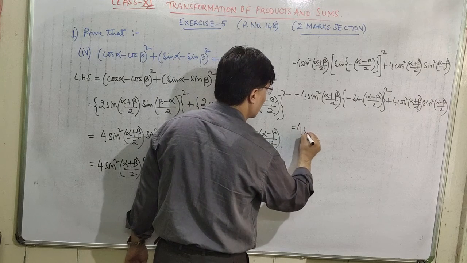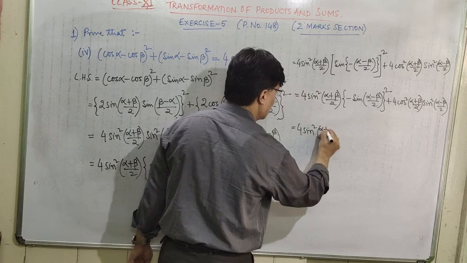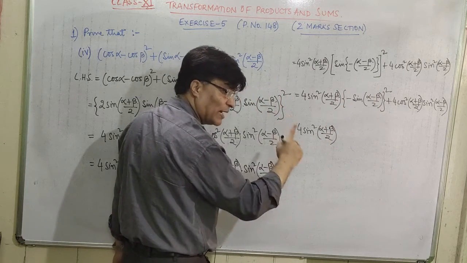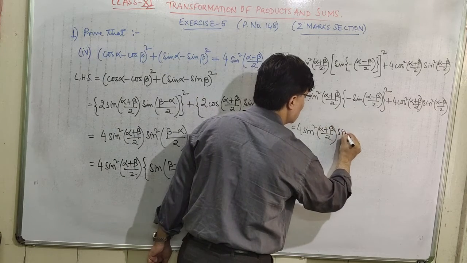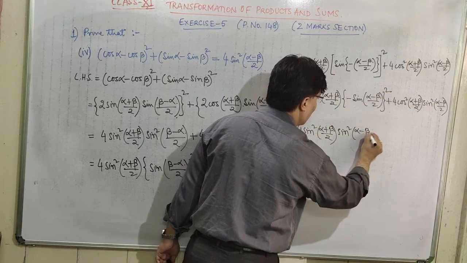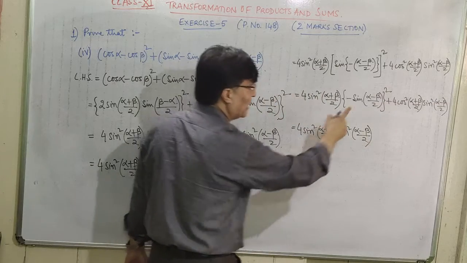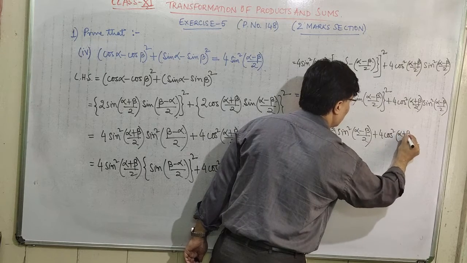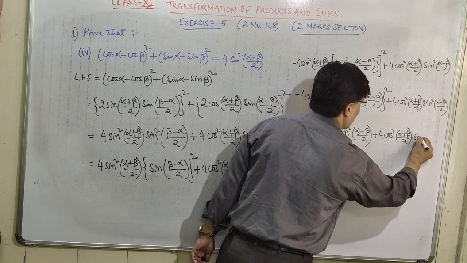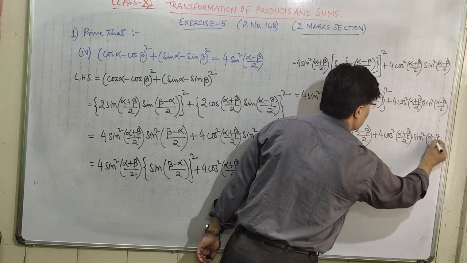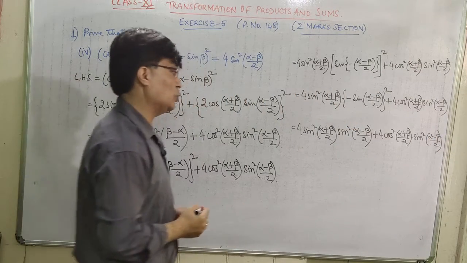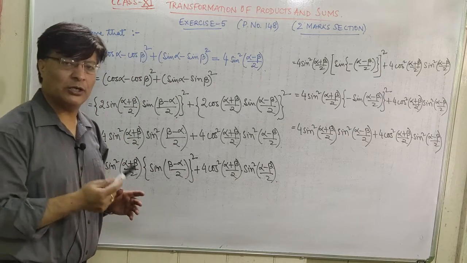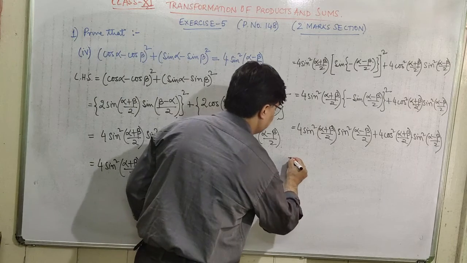So which is equal to 4 sine square alpha plus beta by 2, and you know that minus whole square is plus, isn't it? Minus whole square is always plus. So this is your sine square alpha minus beta by 2. Okay, plus, then the second term remains as it is, alpha plus beta by 2 into sine square alpha minus beta by 2. Is that understood? So now what will you do in the next step? You can take common here. What is common in this case?